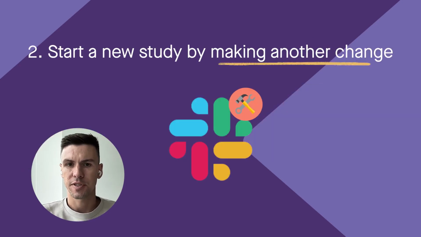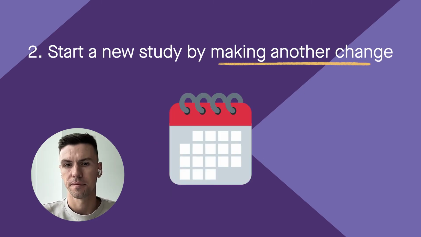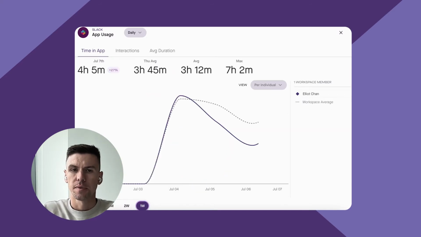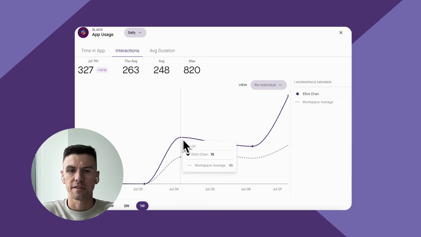Number 2, if you're satisfied with the results of the last change, you can start a new study by making another change. This can be a different Slack configuration or a personal behavior hack, such as using a Pomodoro timer or time blocking. If you ever feel unsure what to focus on, bring it back to the key metric, Slack interactions, to see if you're checking the messaging app less.